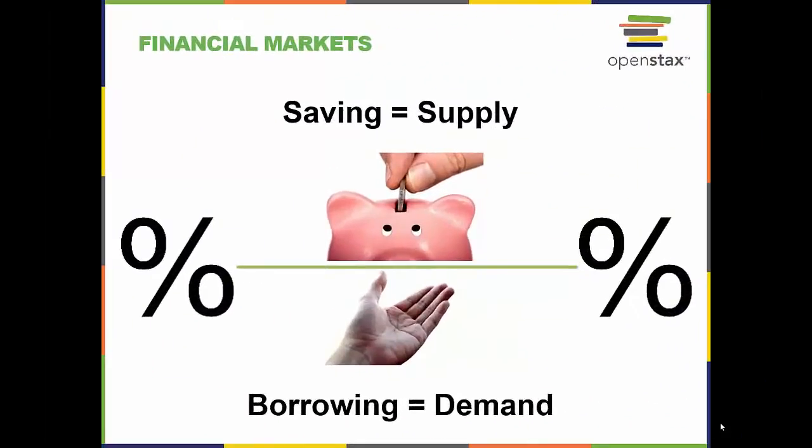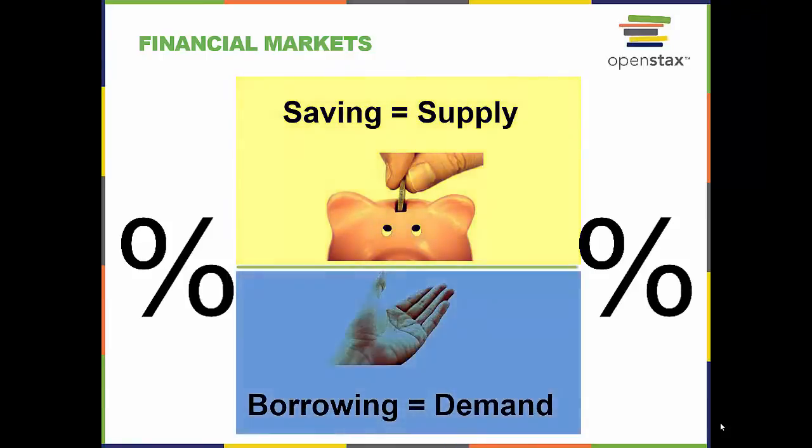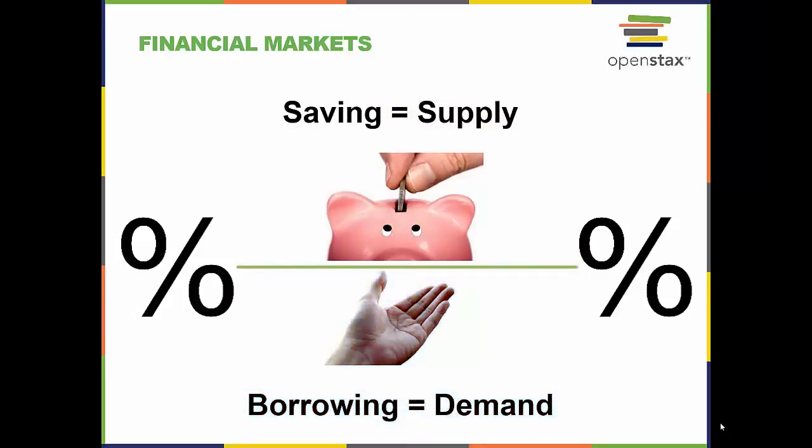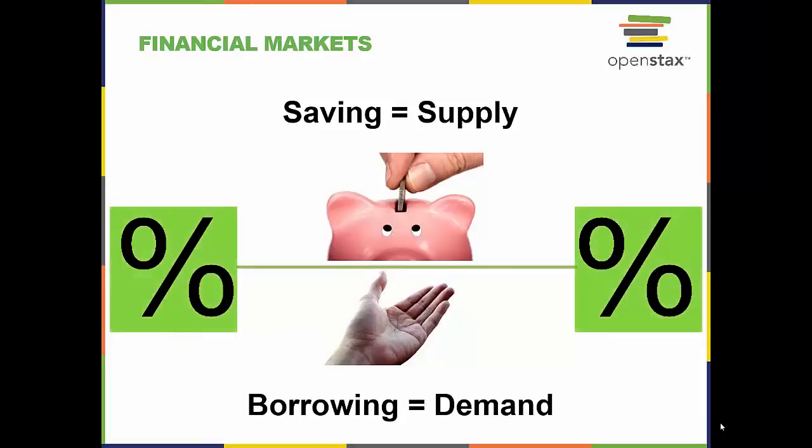When we take a look at financial markets, where trillions of dollars are circulated each year, we can see supply and demand at work. When people save their money, that becomes the supply side of the equation. When people borrow money, then that is the demand side. How much is saved and borrowed is the quantity of financial capital, and the price of saving and borrowing is determined by the interest rate or the rate of return.